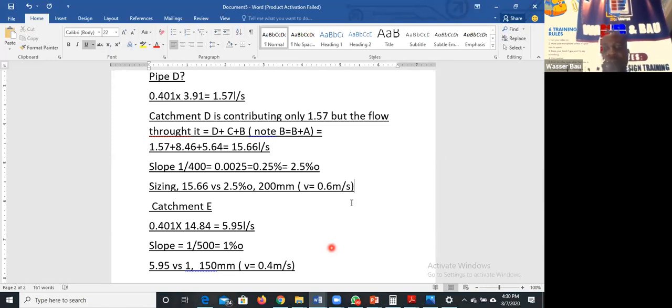So it means this velocity here is satisfied, while the velocity here is a bit critical. And what made it critical is because of this slope. Gentlemen, you know what this slope means?